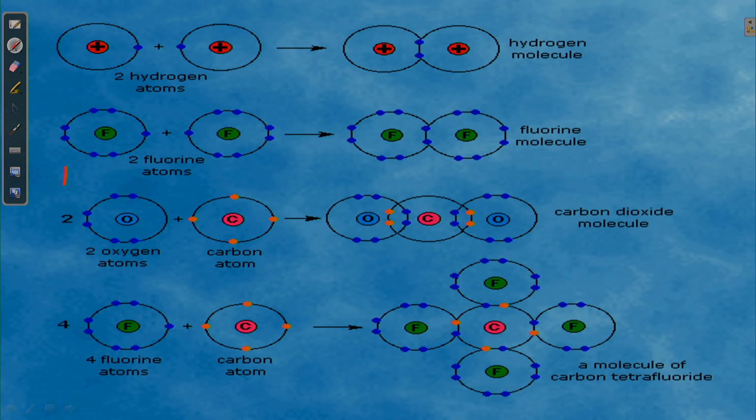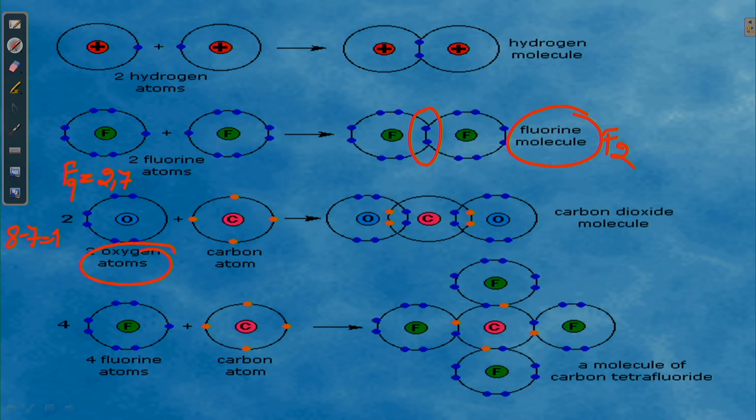This is the next example, fluorine. The atomic number of fluorine is 9 and the electronic configuration is 2 and 7. So, we can say that fluorine has 7 electrons in its valence shell. So, for completing the octet, 8 minus 7, that is 1 electron it wants. So, fluorine shares 1 electron and forms the fluorine molecule, that is F2.